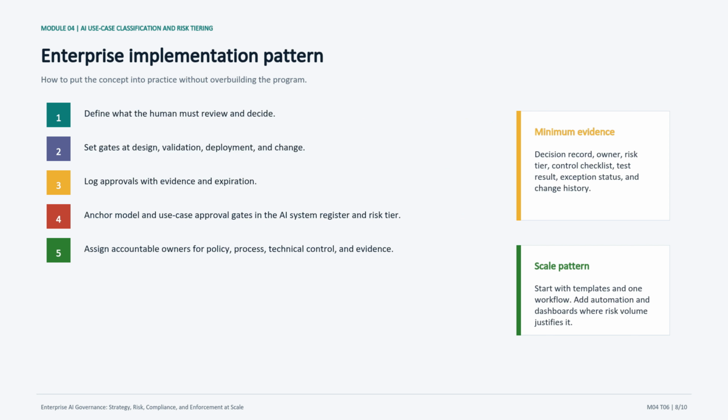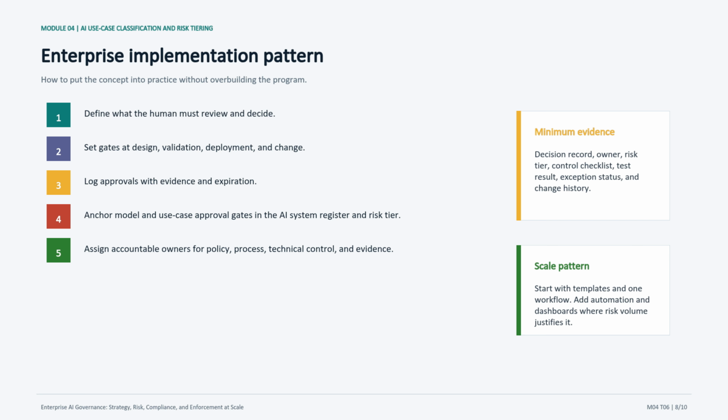I would present these steps as a practical starting pattern for teams that need to make model and use case approval gates real without waiting for a perfect enterprise program. The implementation actions here include define what the human must review and decide, set gates at design, validation, deployment, and change, and log approvals with evidence and expiration. I would ask learners to identify which step is policy work, which is process work, which is technical control work, and which creates audit evidence.